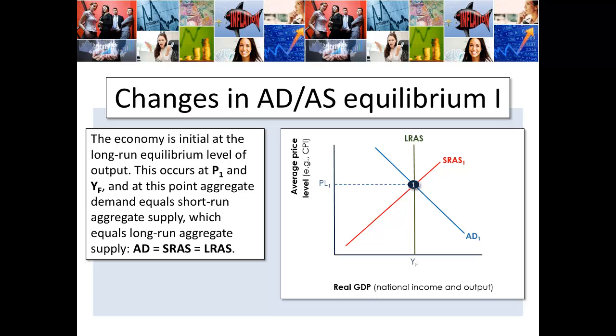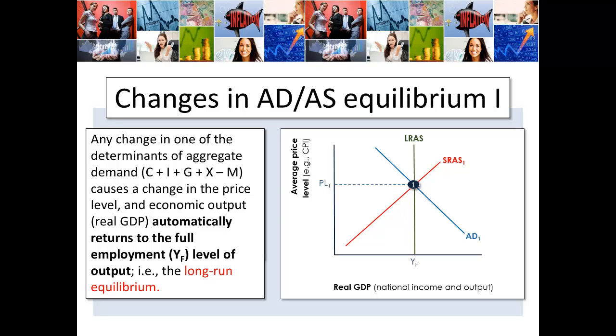At this point, aggregate demand equals short run aggregate supply, which in turn equals long run aggregate supply. So we have a situation at point 1 here. We can see on our model where aggregate demand equals our short run aggregate supply, which equals our long run aggregate supply. The economy is producing at the full employment level of output.